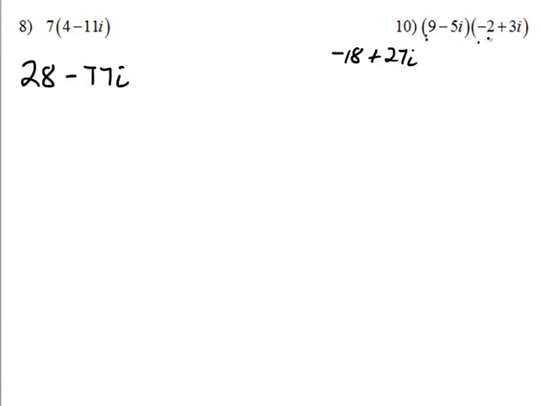Negative 5 times negative 2i is positive 10i. And negative 5 times positive 3i would be plus 15i squared. So in this version, it's negative 18, combine the middle terms, plus 37i.